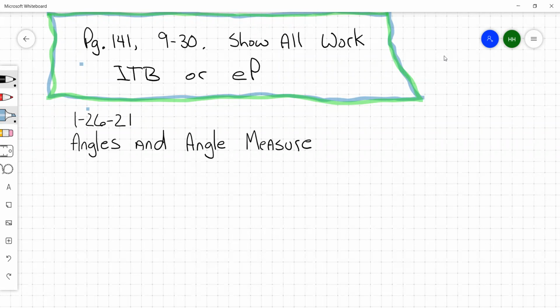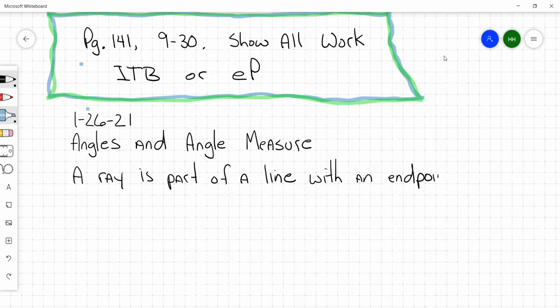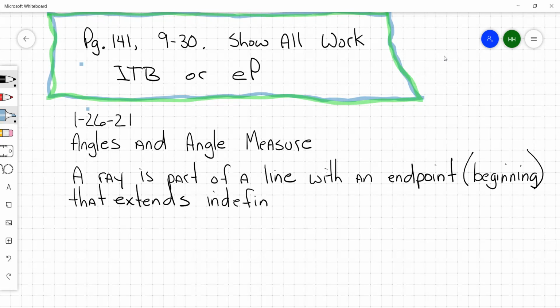All right, before we talk about an angle, we need to talk about a ray. A ray is part of a line with an endpoint. The weird thing about a ray is that the endpoint is its beginning, and it extends indefinitely in one direction.